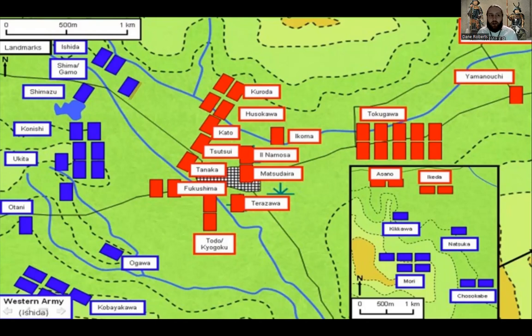for Tokugawa Ieyasu, which allowed Shimazu Yoshihiro to keep most of his holdings, leaving him one of the most powerful daimyo even during the Tokugawa shogunate.